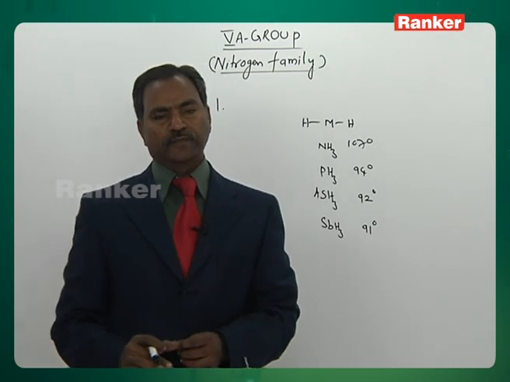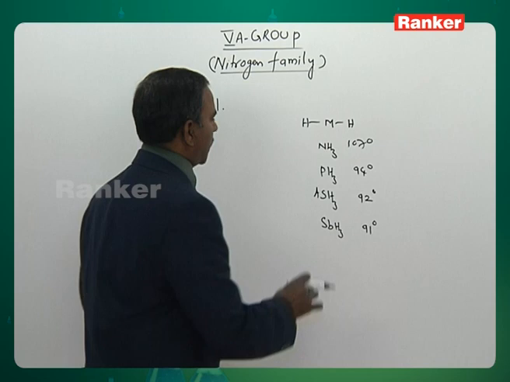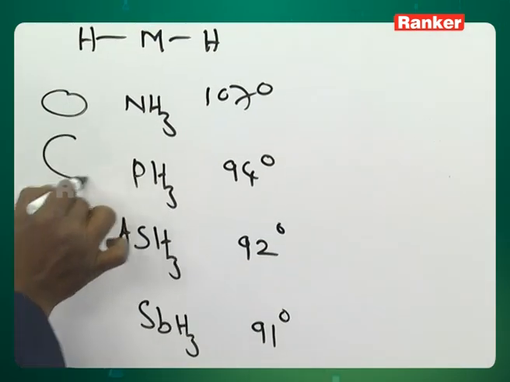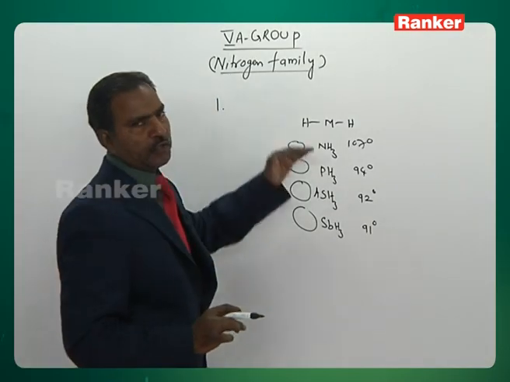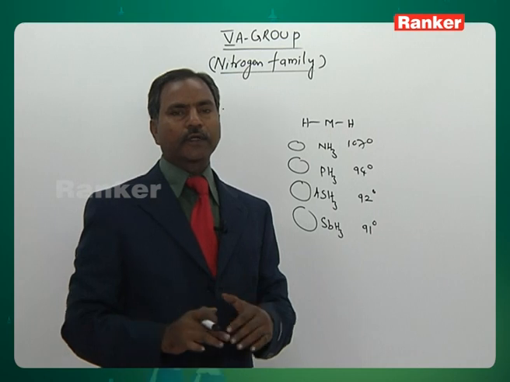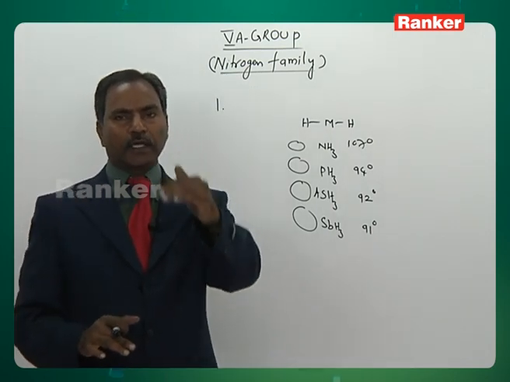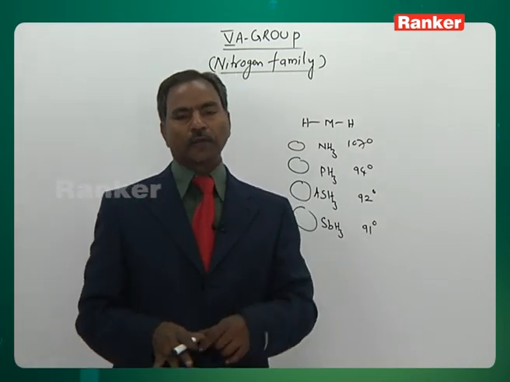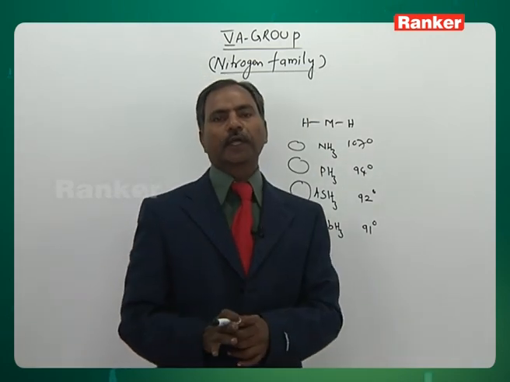From top to bottom, they are all involving sp3 hybrid orbitals. From top to bottom, the atomic size is increasing, and the sp3 hybrid orbital character is decreasing. So pure p orbitals are actually involved in bonding. Therefore, from top to bottom, the bond angle comes closer to 90 degrees.